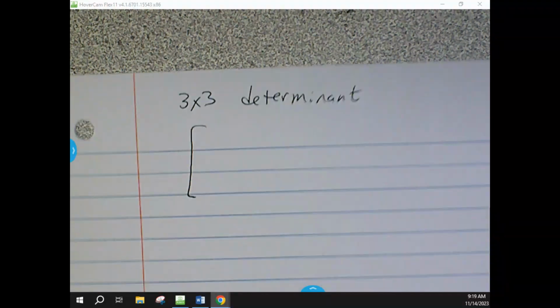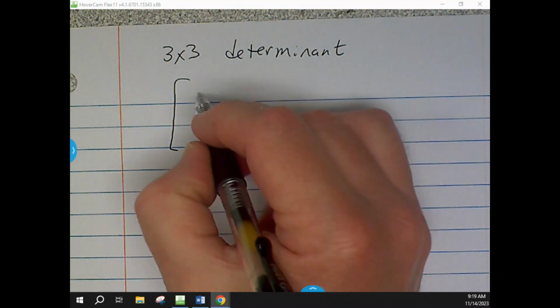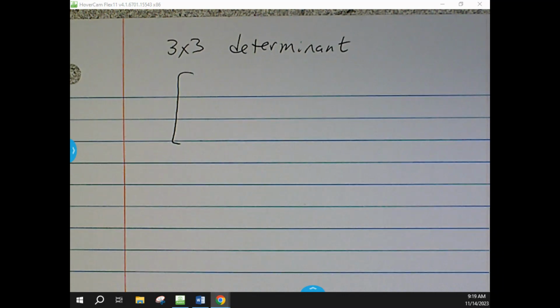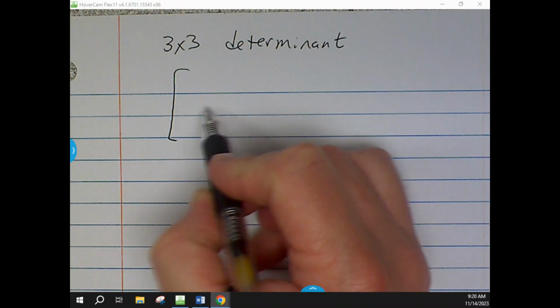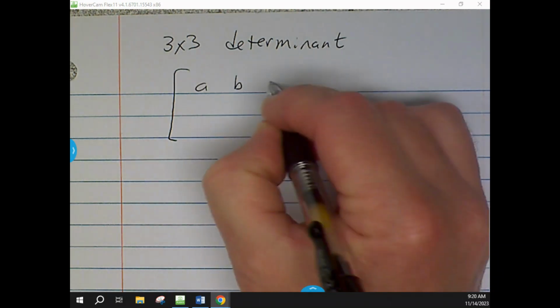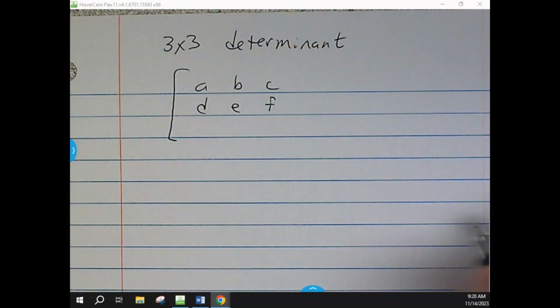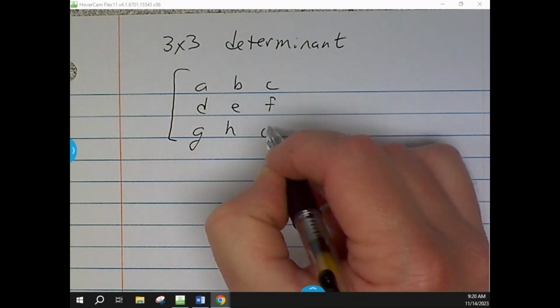Okay, so if we're going to do a 3 by 3 determinant, here's what we're going to do. We're going to basically use A's and B's and C's. I guess we could use different letters. In most examples, they use A1 and B1 and C1 and A2 and B2 and C2. For this one, let's just use all different letters. We're going to go A, B, C, D, E, F, G. I hate to use H and I, but we're going to go ahead and use H and I.